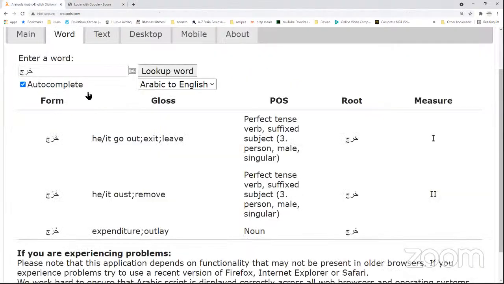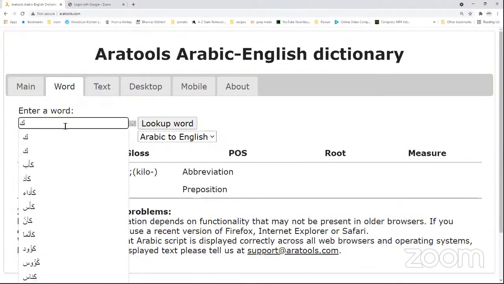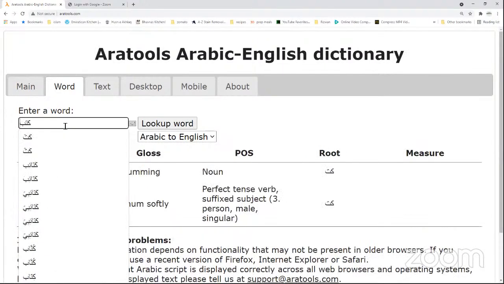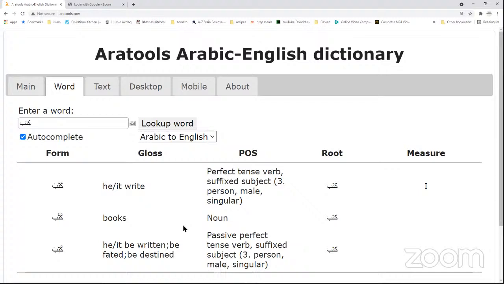So let's see here. If you go to aratools.com, you'll find such a window here. Now we want to find out kataba. So I will type kataba without harakat. I found there is kataba here, and there are different forms. Here there is kutub, kutib.